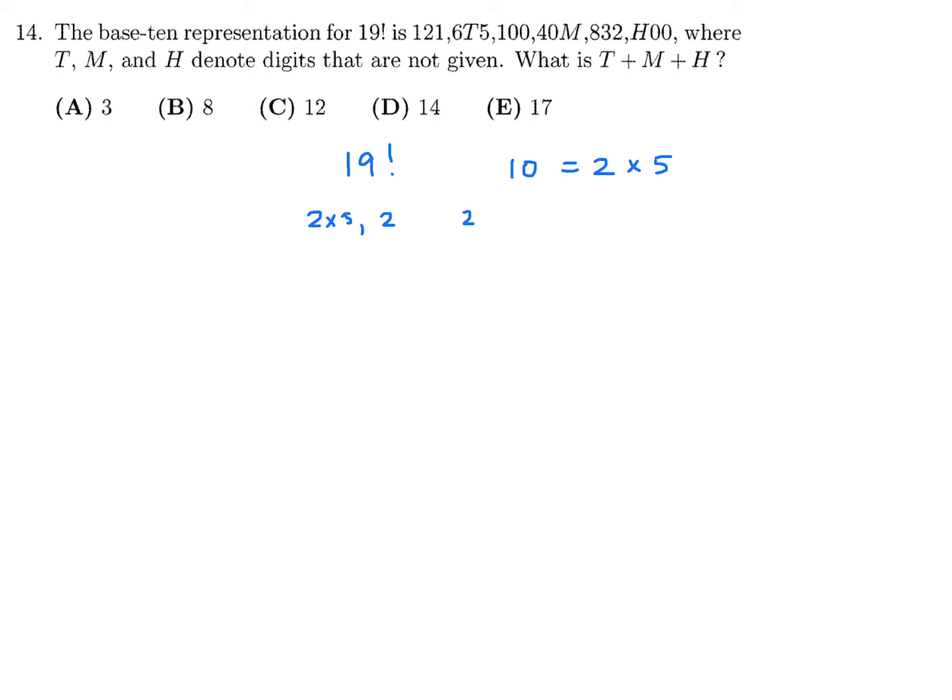I can get a 5 from the number 10. And I can get a 5 from the number 15. So I will be able to extract at least 3 5s. This becomes 10, this becomes 10, this becomes 10. So when you multiply them all, that's 1,000. And therefore, this number ends in 3 zeros. So h00 is 000. So that means h is equal to 0.